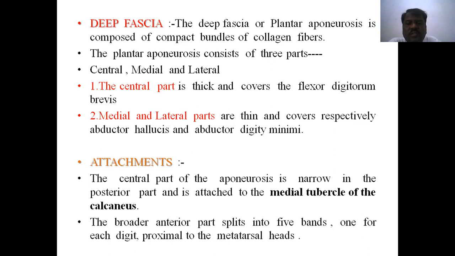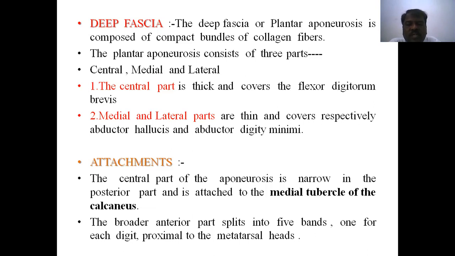So the deep fascia is nothing but the plantar aponeurosis. It is divided into three parts: central, medial, and lateral. The central part is thick and covers the flexor digitorum brevis muscle. After removing the central part of the plantar aponeurosis, we can immediately identify the flexor digitorum brevis muscle. The medial and lateral parts are very thin and cover, respectively, the abductor hallucis on the medial side and the abductor digiti minimi on the lateral side.